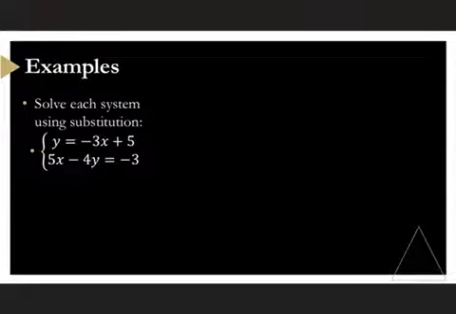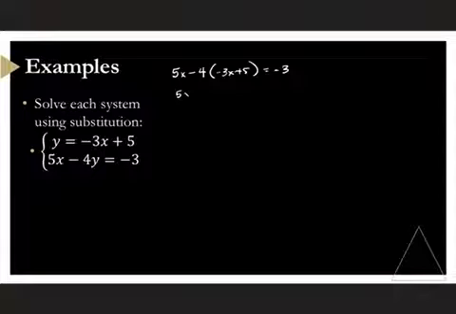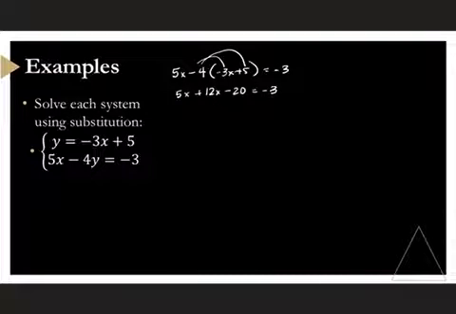Now, solving using substitution. So we're just gonna do it, right? It's already solved for y. So 5x minus 4 times y. Now the first equation says y equals negative 3x plus 5, equals negative 3. So 5x plus 12x minus 20 equals negative 3.